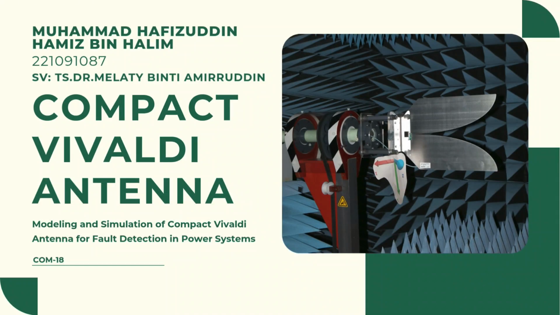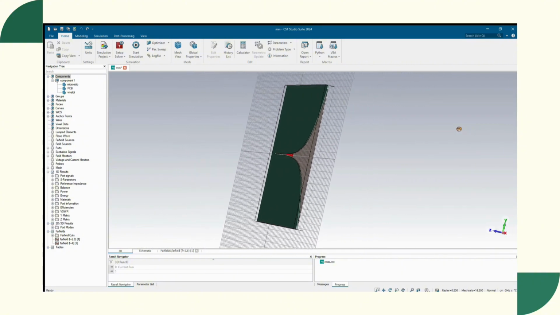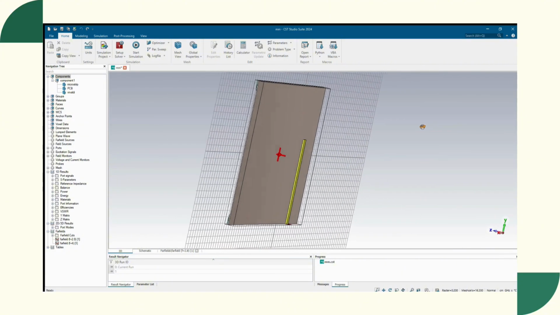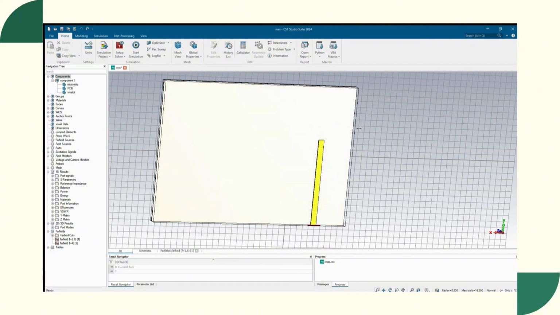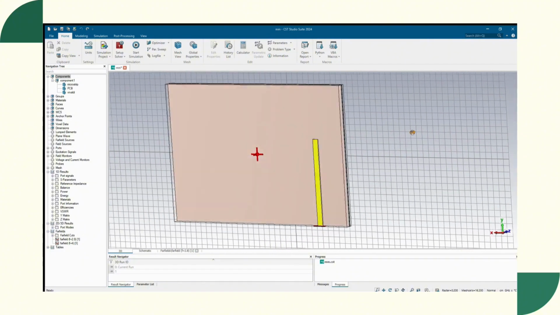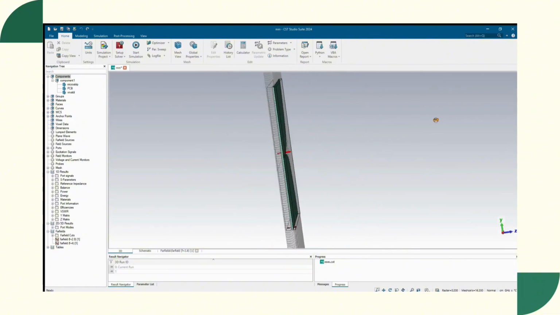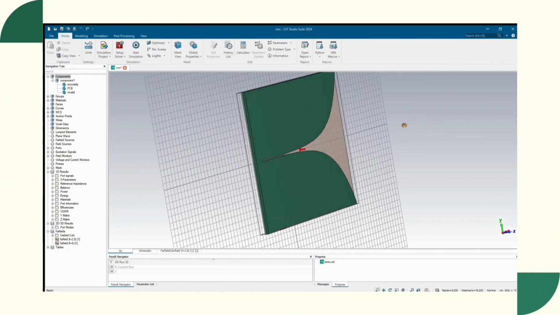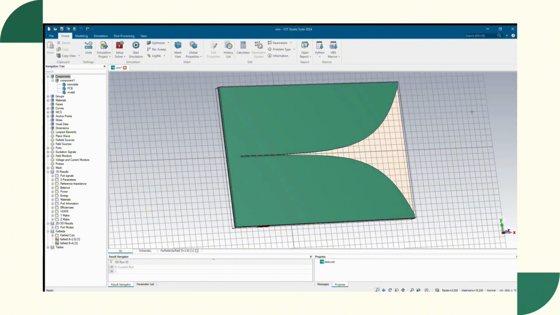My name is Muhammad Hafzuddin Hamis bin Halim, and my project is modeling and simulating a compact Vivaldi antenna for fault detection in power system. My objective is to model and simulate a compact Vivaldi antenna operating in the 2 to 4 GHz range for detecting high frequency faults such as partial discharge and arcing. My approach is a simulation based project using CST Studio Suite.